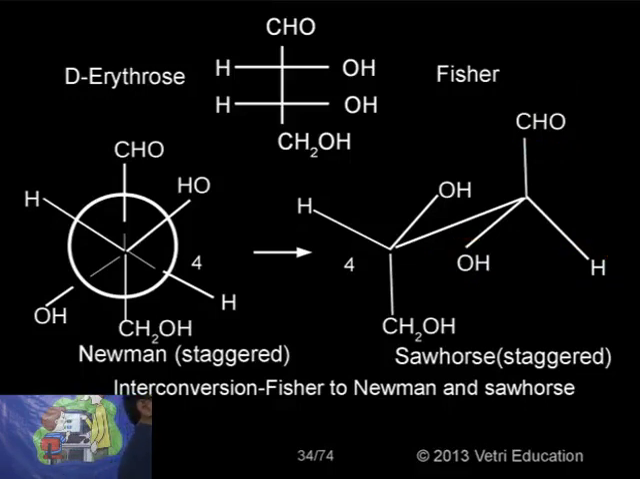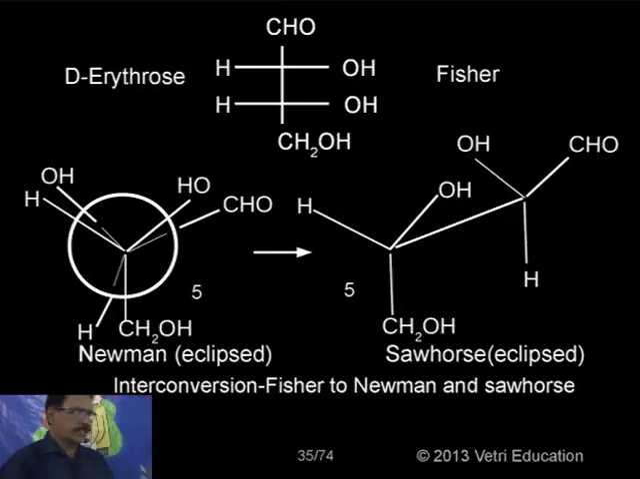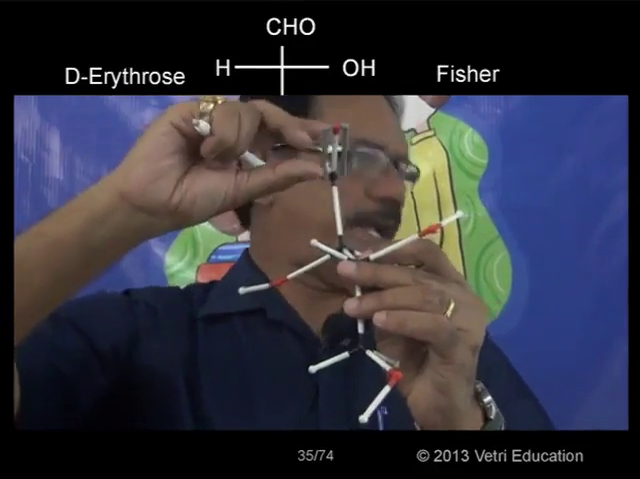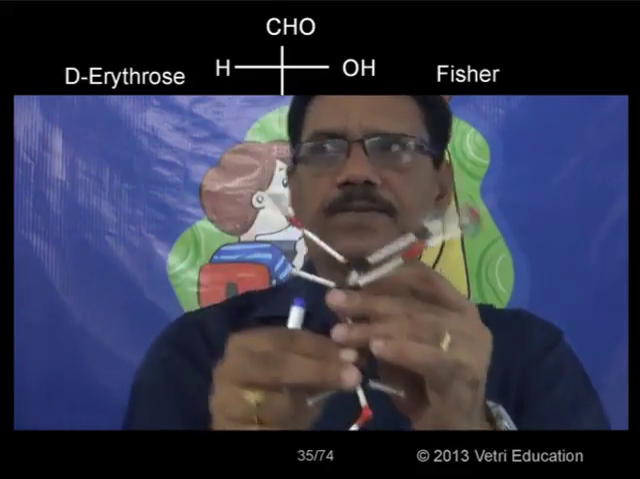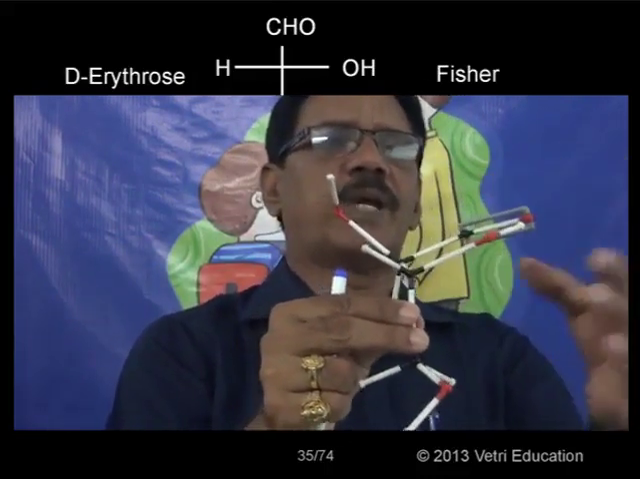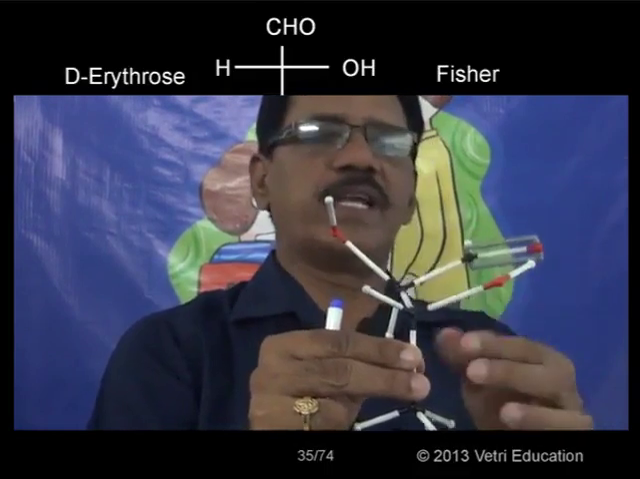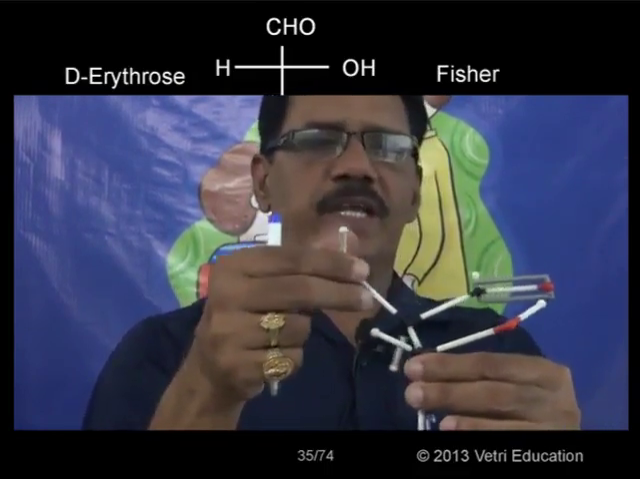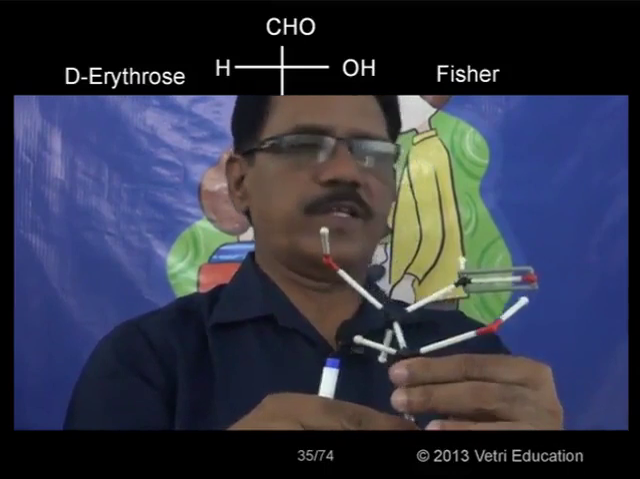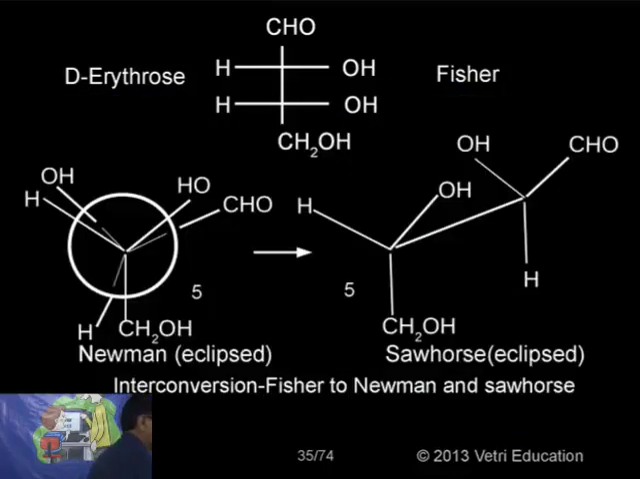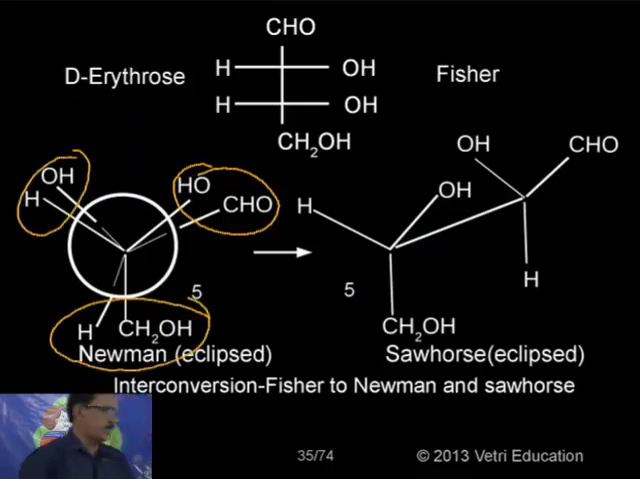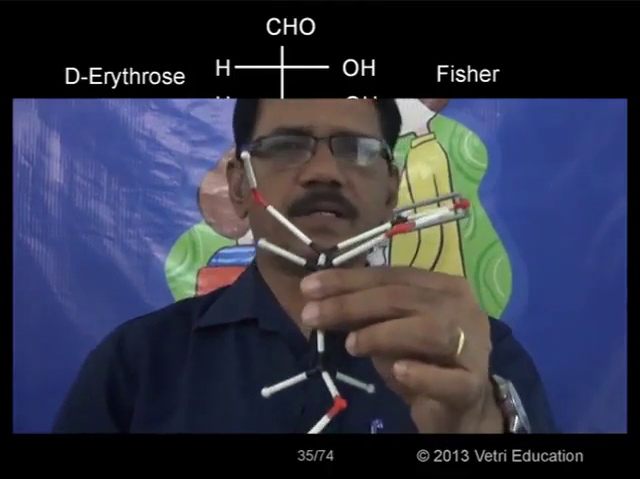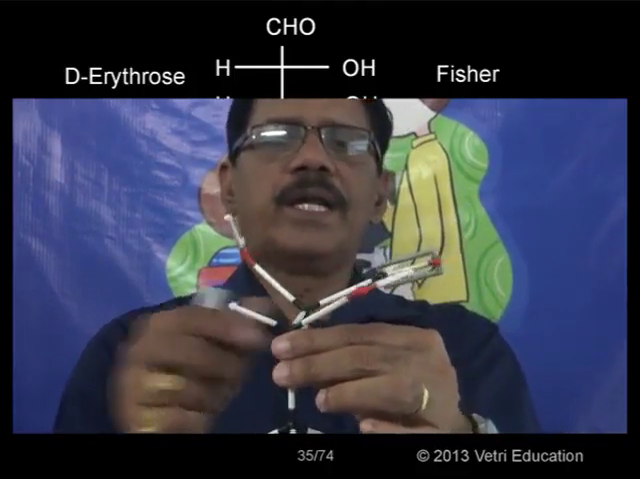Okay, let me go for structure 5. So structure 5, let me show you now. I am going to rotate again. When I rotate clockwise again, this is an eclipsed form. In the eclipse, again as usual, OH and CHO face each other, H and OH face each other, and H and CH2OH face each other. And see the board now, that is what you are seeing here. Just see the model. Okay, now how to view this?